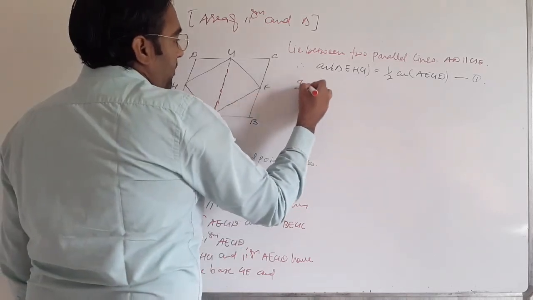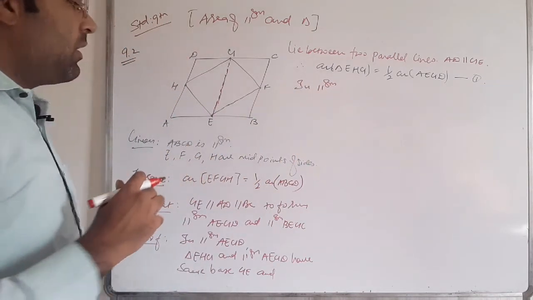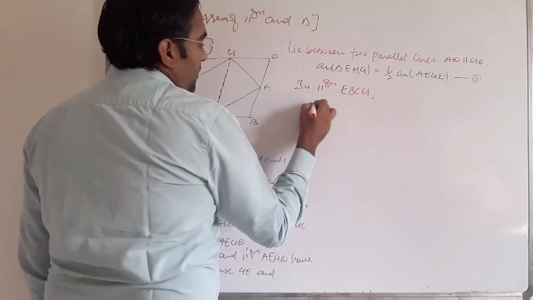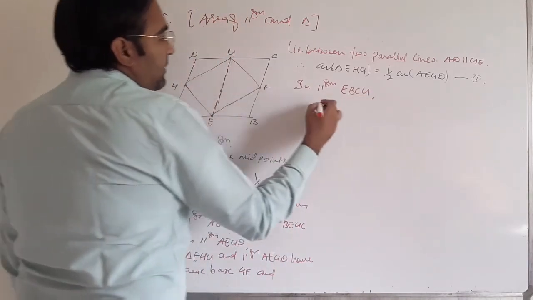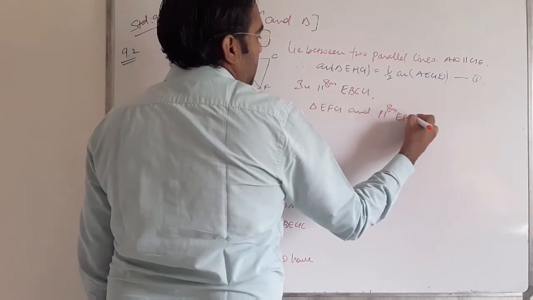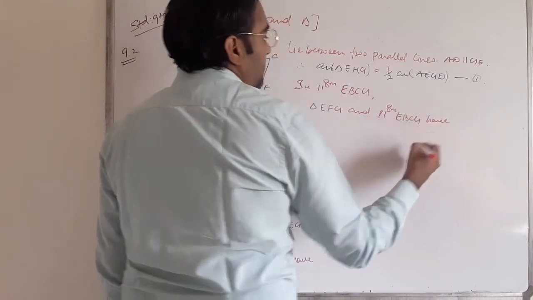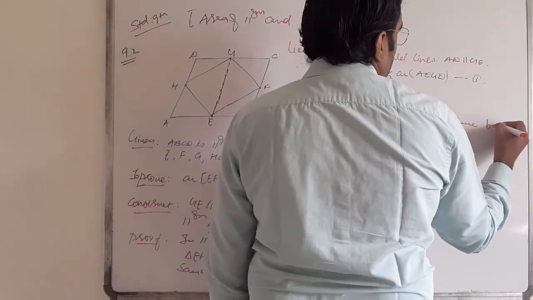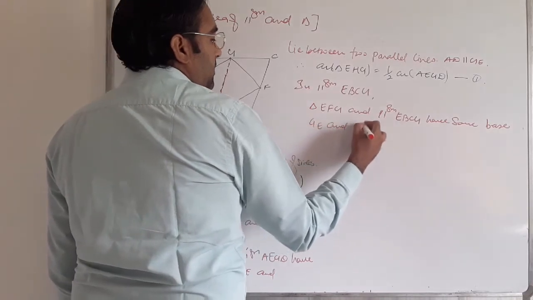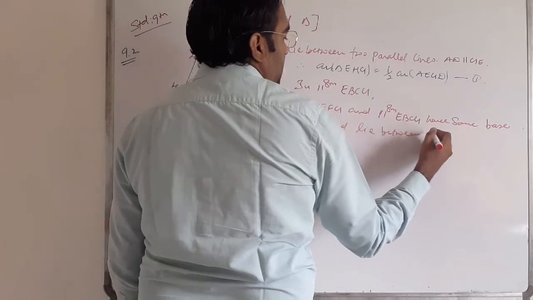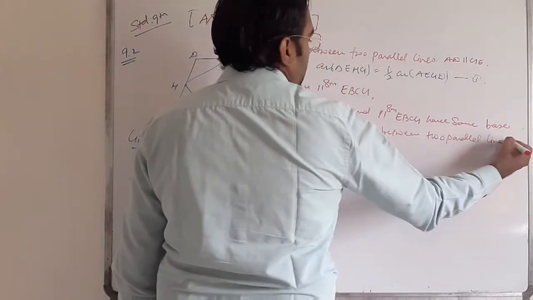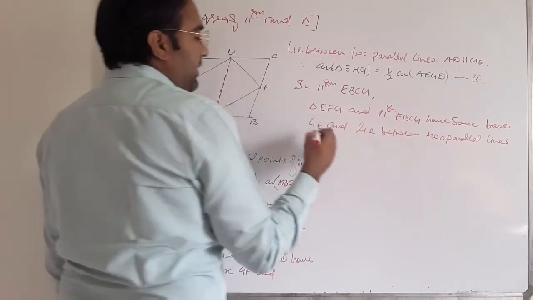So now in parallelogram ABCG, triangle EFG and parallelogram ABCG have the same base GE, and lie between two parallel lines, that are GE parallel to BC.